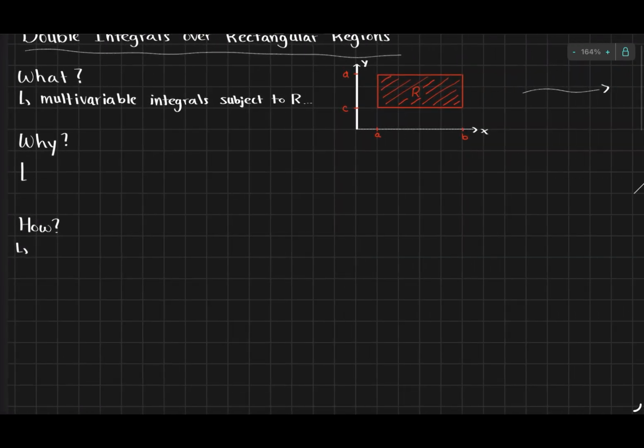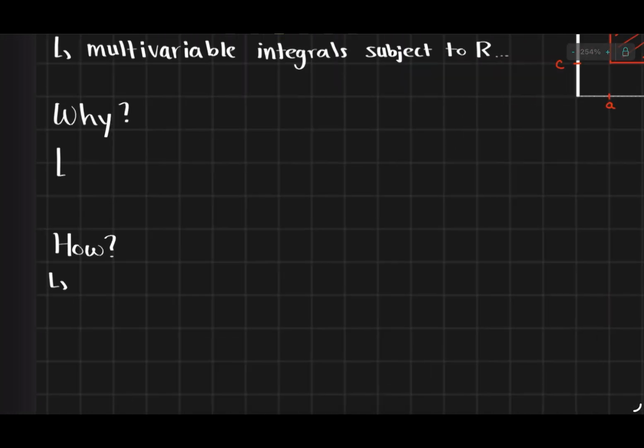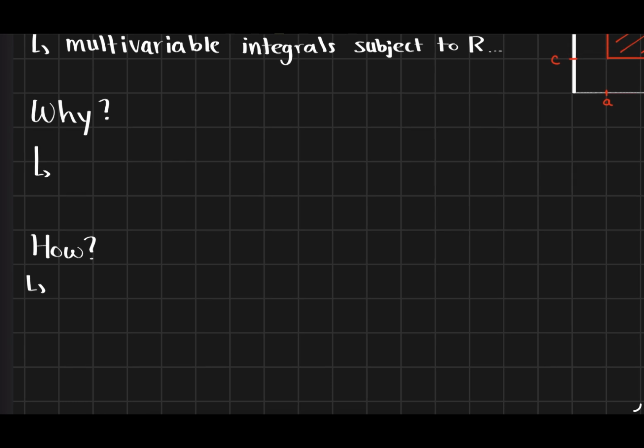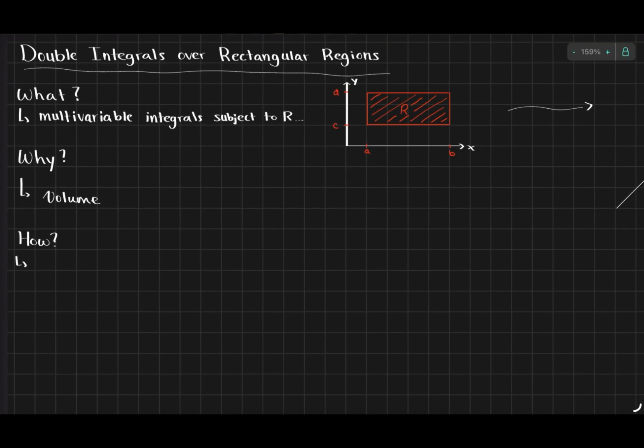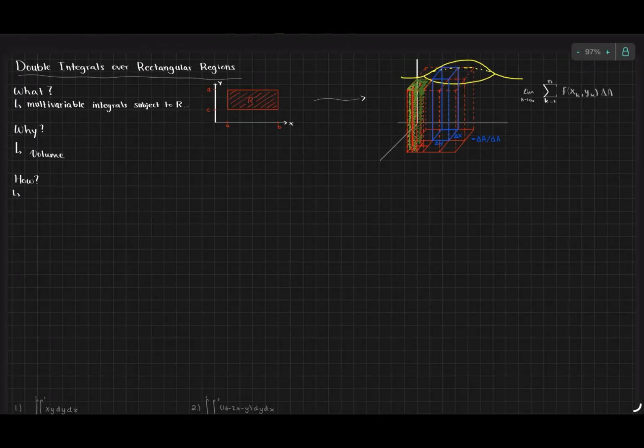What's our intrinsic motivation behind this? I definitely gave it away already, but it's really just volume as of right now. When we get into higher integrals, like triple integrals, we're going to be discussing more, but mostly for right now, it's just going to be volume. How are we going to do this? I kind of said it over here.